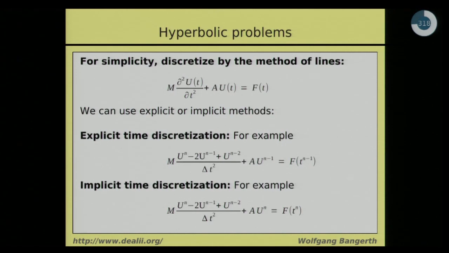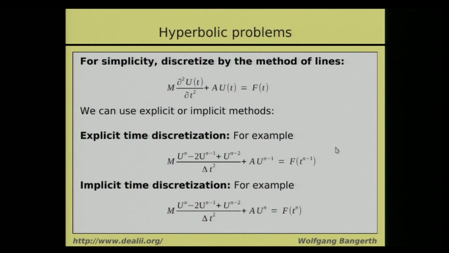So let us look at the wave equation, and I want to do the same thing as before. I want to look at the method of lines, because it is easier to analyze here. And if I do this, so that means I first discretize in space, I convert it into an ODE, into an ordinary differential equation, and what I get is the mass matrix times the second time derivatives of my expansion coefficients at time t, plus the Laplace matrix times u equals the right-hand side.